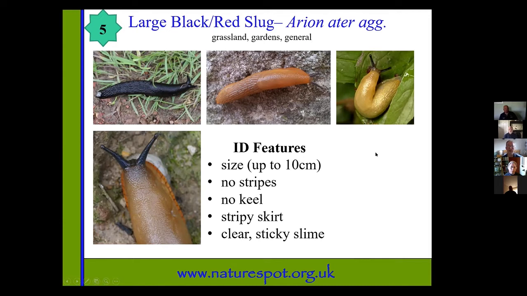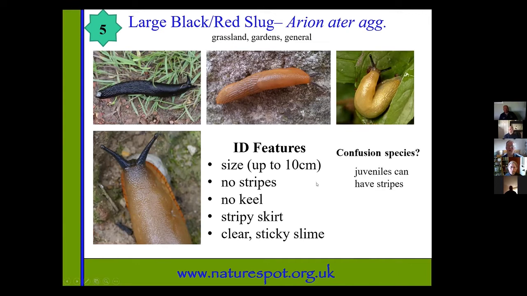Now, crucially, with the Arion ater aggregate group, they have a stripy skirt at the base of the body that runs all the way around. You can see that quite clearly here on this reddish one. The fact that this skirt is brightly coloured, brighter than the body, is a strong indication that this one is in fact Arion rufus, the red slug, but we can't be sure about it. So again, we'd have to just record it as the aggregate.